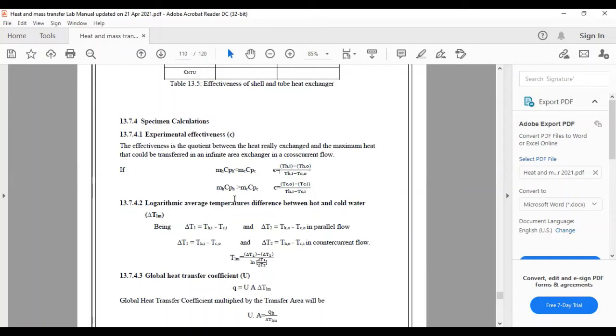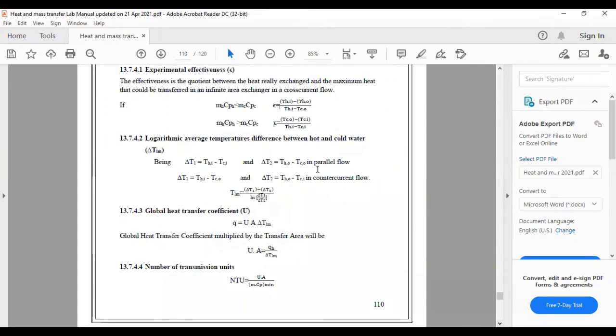After these formulas, you will again compute the value of the logarithmic mean temperature difference, LMTD. The same procedure that I already mentioned in objective one will be used. If it is parallel flow, then you will use delta T1 as THI minus TCI, and delta T2 is THO minus TCO.